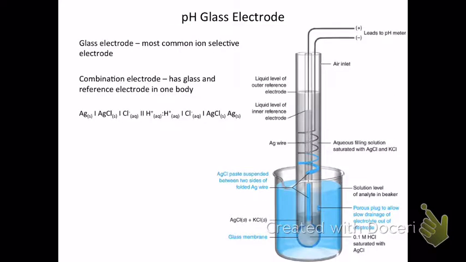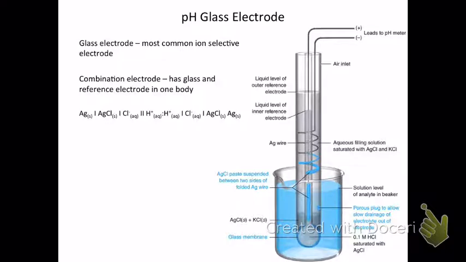So let's take a look at one specifically. A pH glass electrode is considered an ion selective electrode. Of course, we know that it selects for the H+ ion and it does not measure the concentration of other ions. So how is it built?